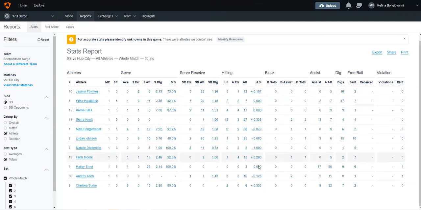If you have a negative number here, it means you had more errors than you had kills. So see, like here, there were 6 kills but 9 errors. So you always want to be in the positive. The higher the number, the better.